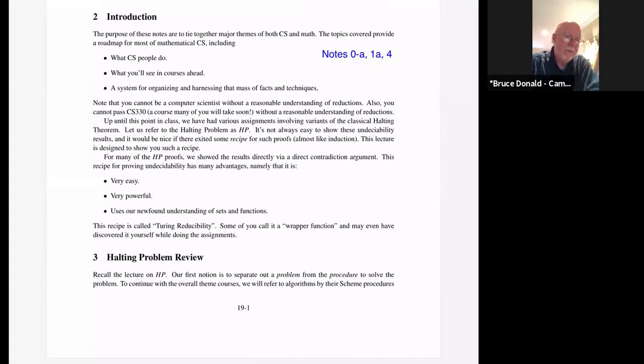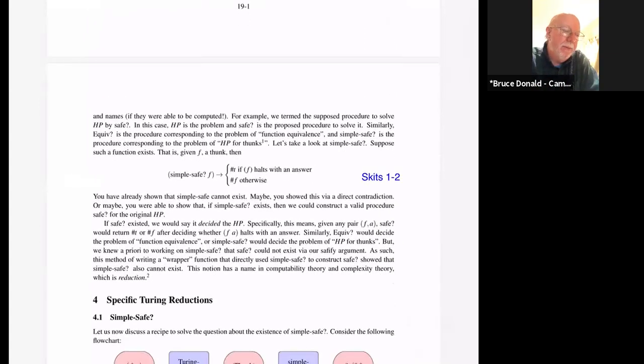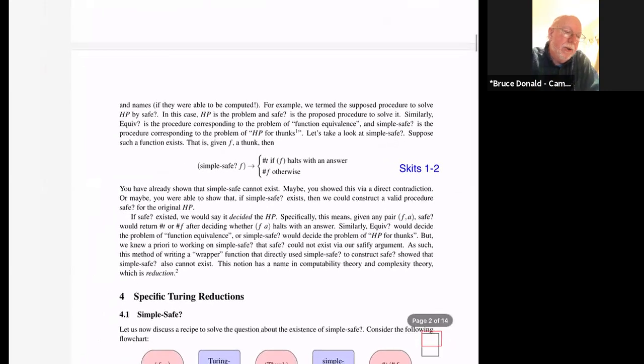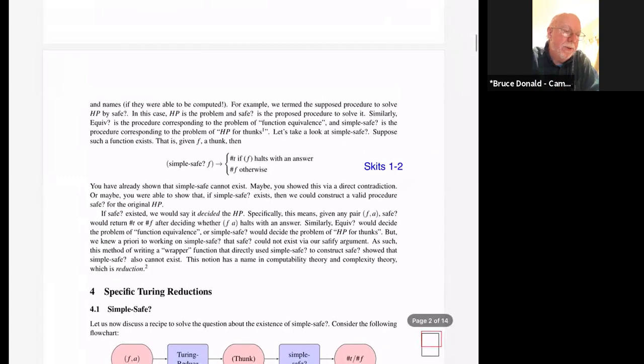We proved the safe question mark function cannot exist. In what I'm talking about today, we're going to refer to algorithms by their Scheme procedures and their names. Let's look at a version we had recently on a problem set, which is simple safe. If the supposed procedure exists, then we say that supposed procedure decides the problem because it looks at the input and says yes or no.